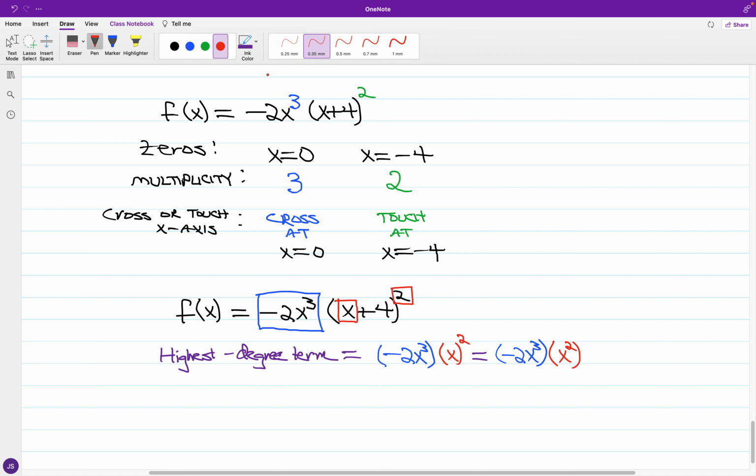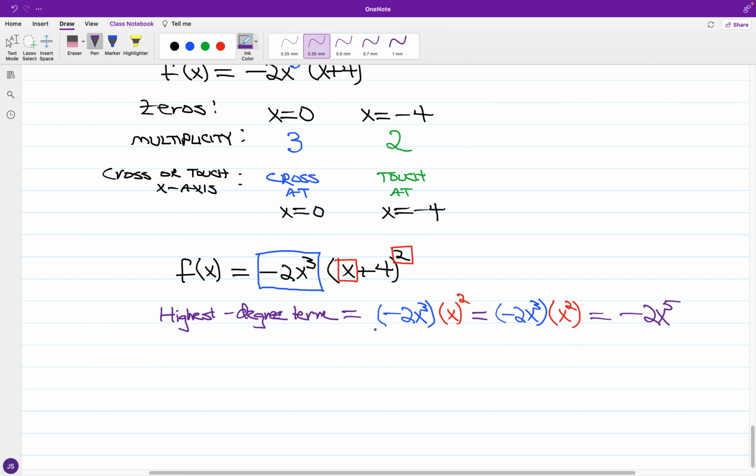And I can now multiply together. Okay, so negative 2x cubed times x squared will come out to minus 2x to the fifth. So again, just determine the highest degree term, and you don't even have to multiply like I just said: negative 2x cubed times x squared plus 8x plus 16, and the highest degree term would still be negative 2x to the fifth.